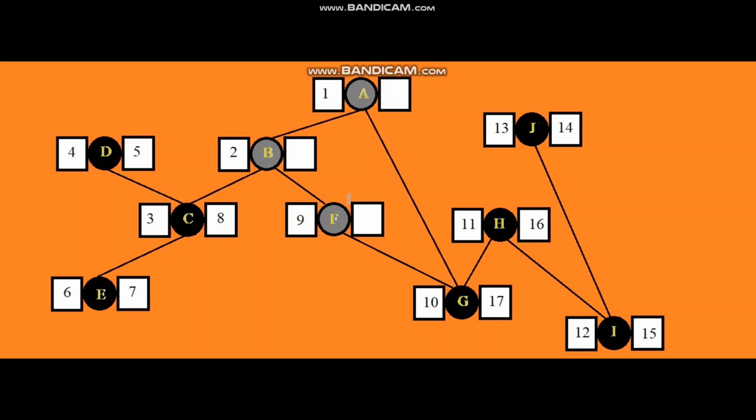Then we will backtrack to F. The finishing time of F will be 18. Then we will go back to B as usual, and since it doesn't have any unvisited child, it will finish visiting, and the ending time will be 19.